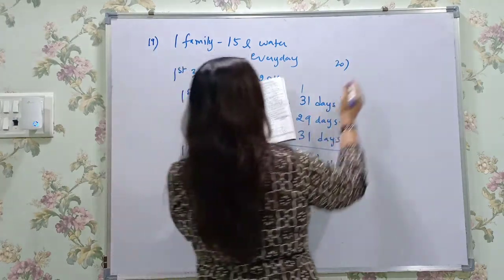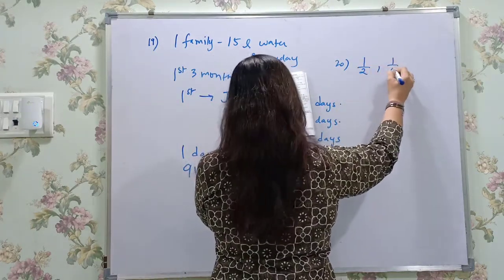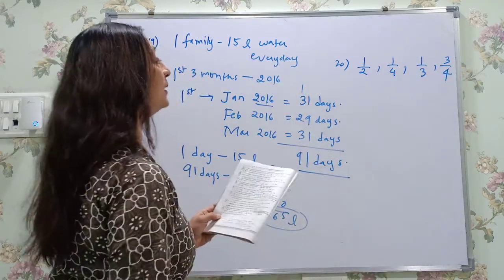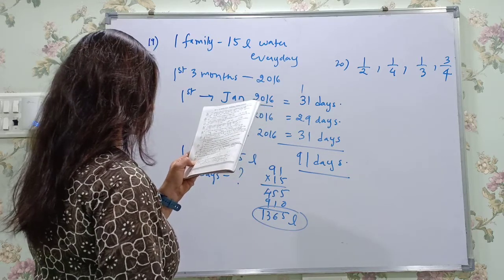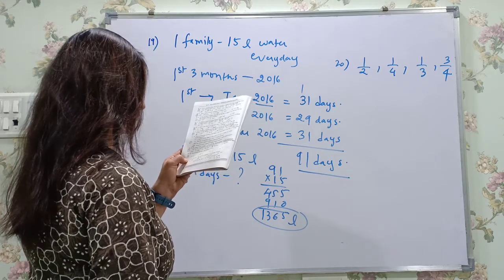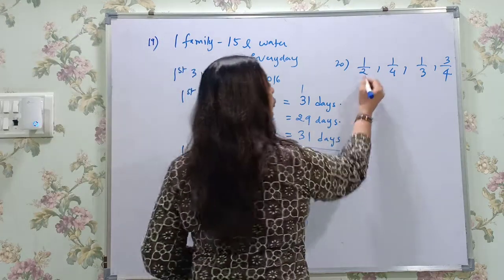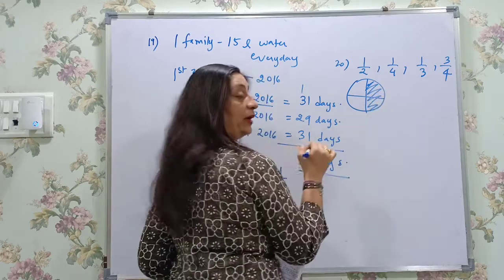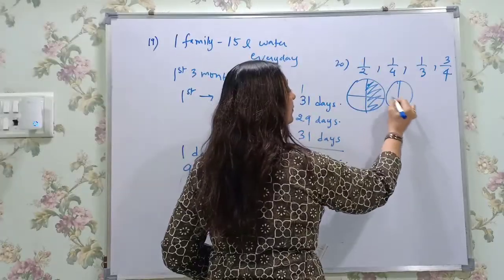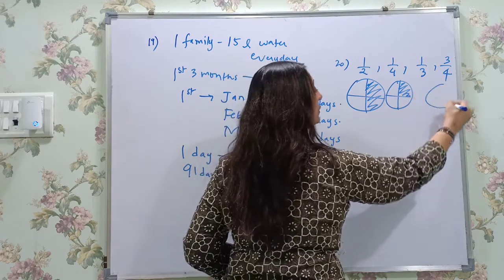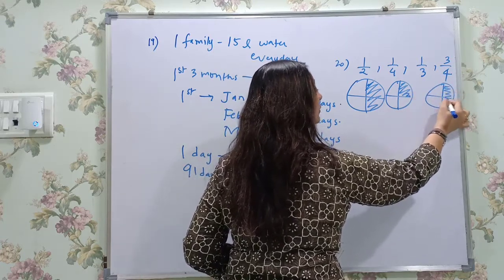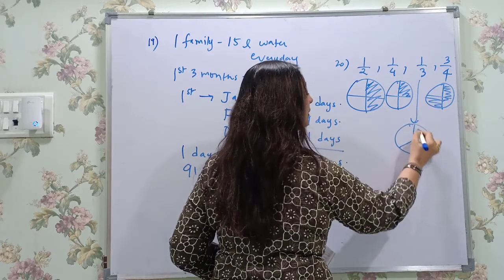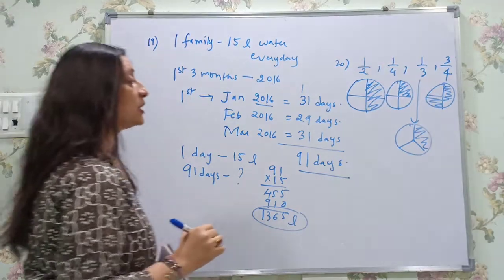Sum number 20. Which of the following is the smallest fraction? Half, 1/4, 1/3 and 3/4. Now, you know half is nothing but this. 1/4 is this, 3/4 is this, and what is 1/3? This can be 1/3. So what is the smallest?